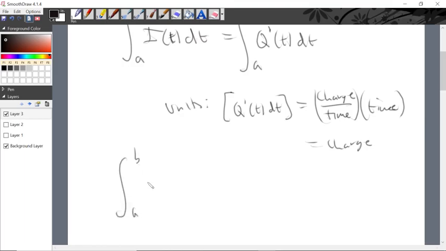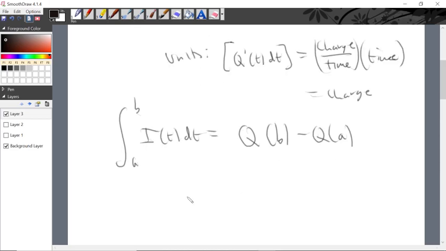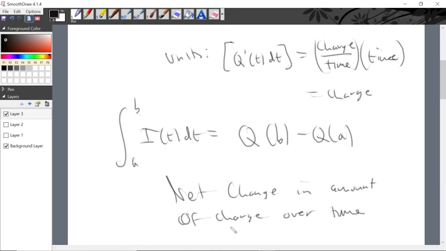Okay, so this integral is going to give us the amount of charge, Q, at time B minus the amount of charge at time A. In other words, that is the net change in the amount of charge over the time interval A to B.